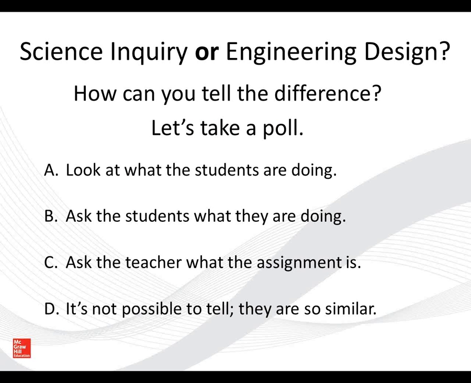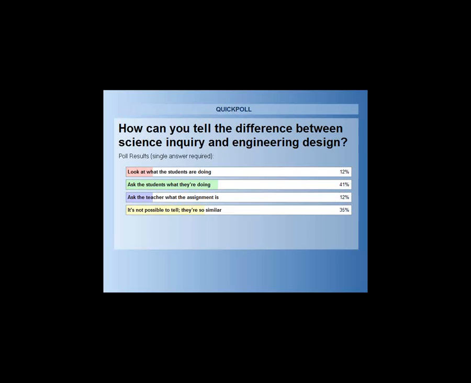Not everybody's quite willing to place their bet yet, but we have 81% who have voted. And it looks like the majority is to ask the students what they're doing. Only 12% indicated look at what the students are doing. So that first slide, where we saw some students working with some chemicals and someone else looking at a robot, wasn't quite enough to just look. So 41%, that's the majority, ask the students what they're doing.